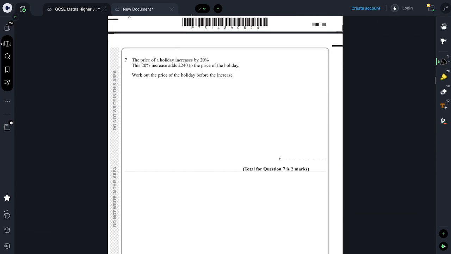Right, question 7. The price of a holiday increases by 20%. This 20% increase adds 240. Okay, so the best thing with these types of questions, I'd love to choose letters. So what I mean by this, the price of the holiday increases by 20%. The 20% increase adds 240. So what this is saying is, say the original price is x. So x is the original price. This makes it a lot easier to visualize and write down, I think, at least in my experience. Let x be the original price.